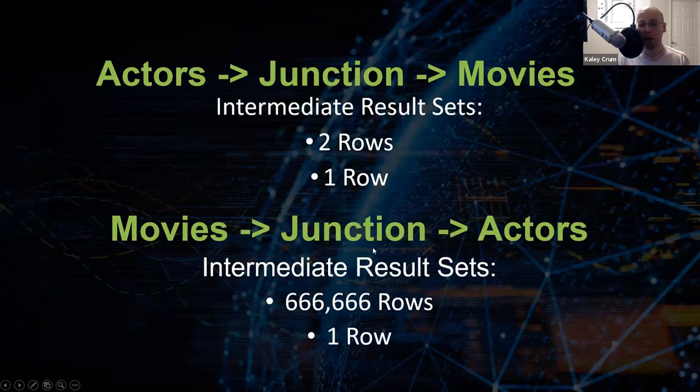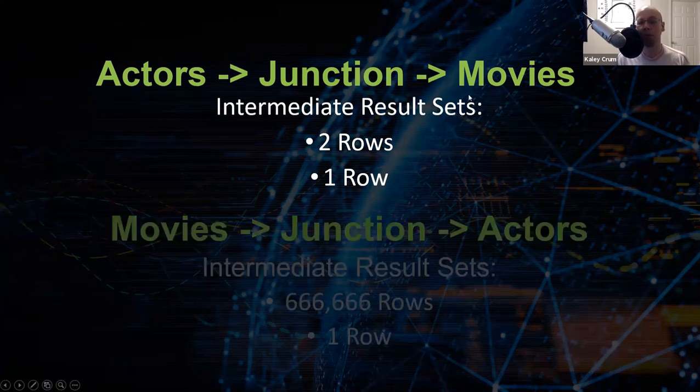Okay, so looking at these situations, I've got an intermediate result set of 2 rows and 1 row, or I've got an intermediate result set of over 500,000 rows and then 1 row. Which one would you rather deal with? How much data would you rather scan through? You'd much rather scan through just 2 rows and 1 row. So this is going to be usually more efficient in situations where you join from actors to junction and get 2 rows.